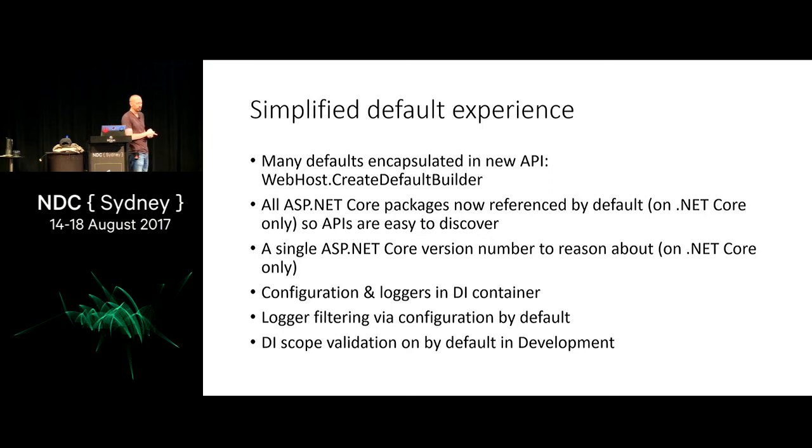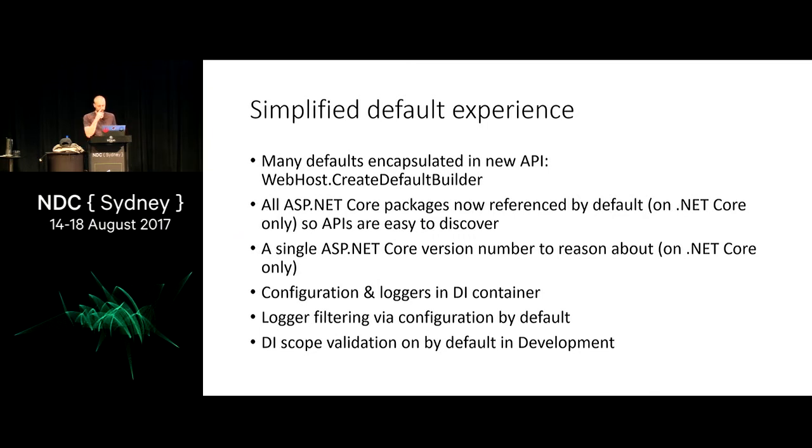All your ASP.NET Core packages are now referenced by default when you're on .NET Core, through one single reference, okay, Microsoft.AspNetCore.All, which means you have a single version number to reason about that covers all of ASP.NET Core, so you get less of that version mismatch hell that you can get with NuGet when you start having lots and lots of packages. And it also means you don't have to find packages to get APIs.